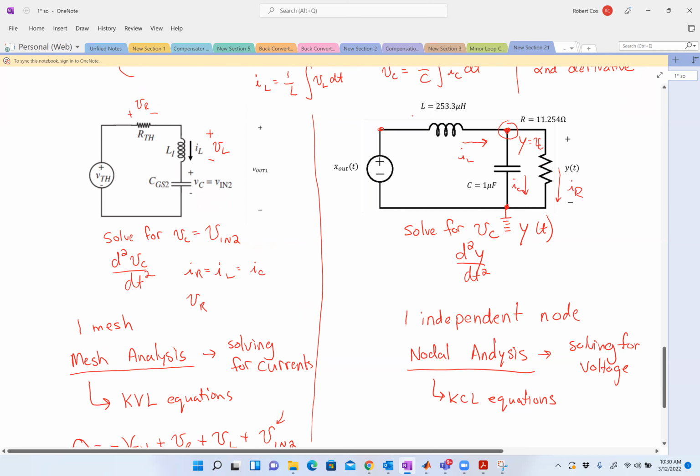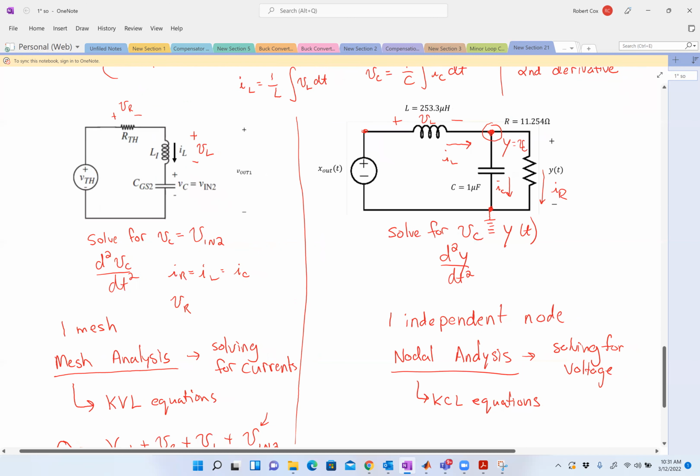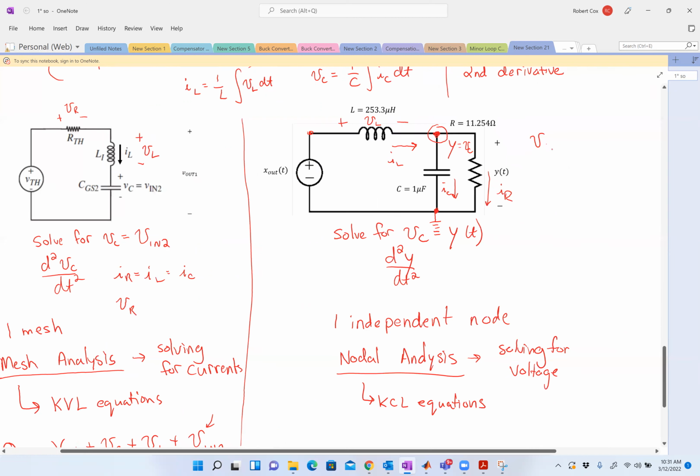Now, the way that I look at this too is I also say I need to remember that there is a voltage across that inductor, V sub L. Looking at that V sub L right there, I can say that V sub L is equal to V in, which is in this case X out, the node voltage at this point, minus V sub C, the node voltage here, which we were calling Y. So X out minus Y.